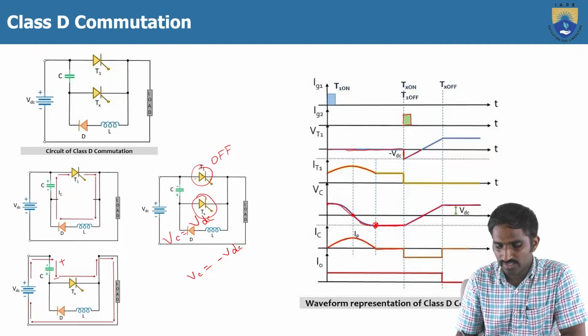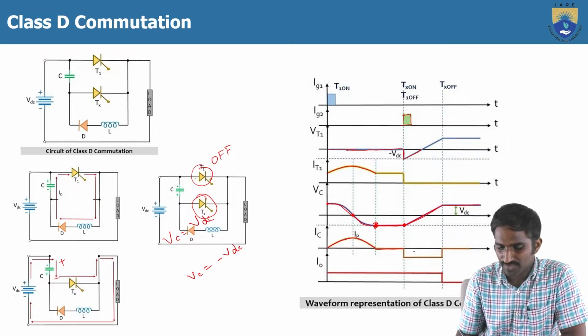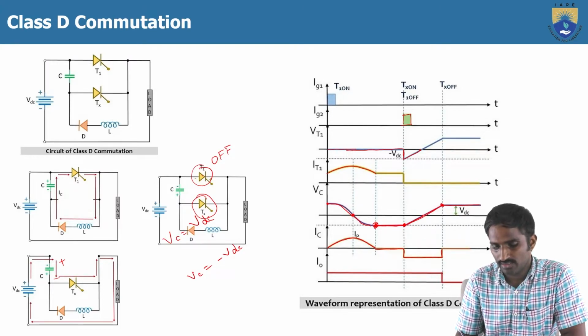So once we are turning on the auxiliary thyristor Tx, we are providing the path through the auxiliary thyristor Tx to discharge the capacitor. So that's why here it is discharging. So again, that's why the capacitor current is in the negative direction. Once it reaches here, the capacitor is discharged to 0.